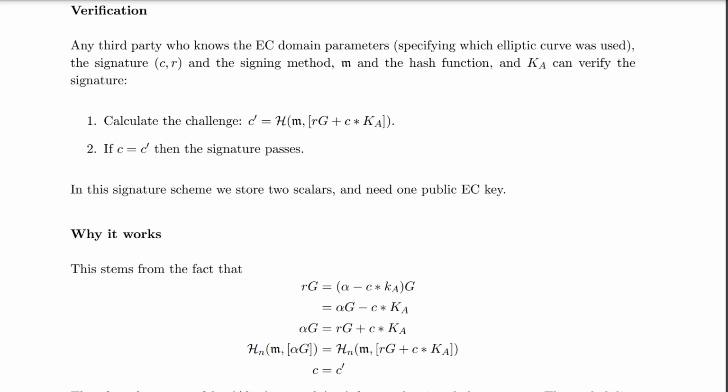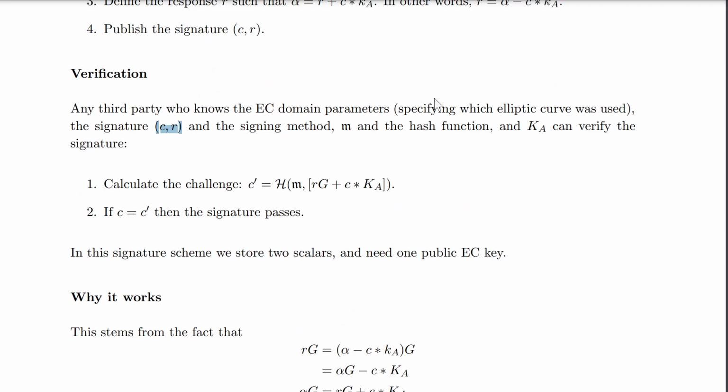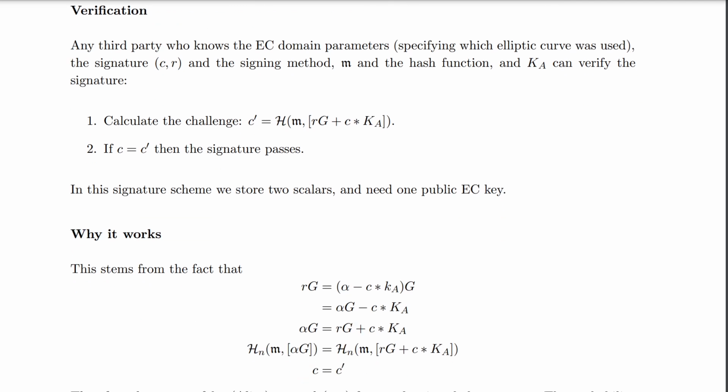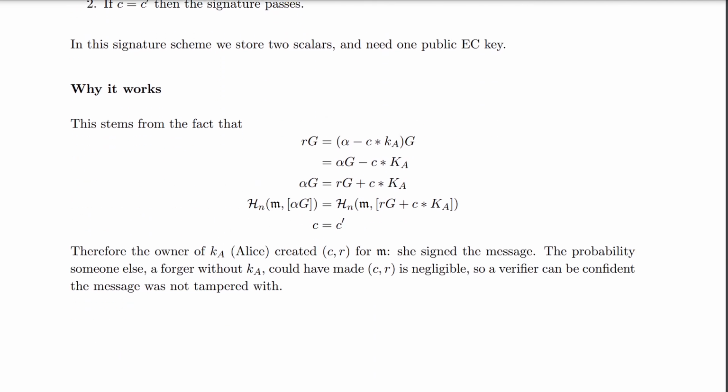And finally, we're always mindful of how much data has to be stored. In this case, we're storing 2 scalars and need 1 public key. So the actual signature is 2 scalars, and then of course you're checking against a public key, which everybody needs to know. So they go through the process, again, just explaining that the original challenge and C prime are the exact same thing. And so when you test their equality, that's the verification.